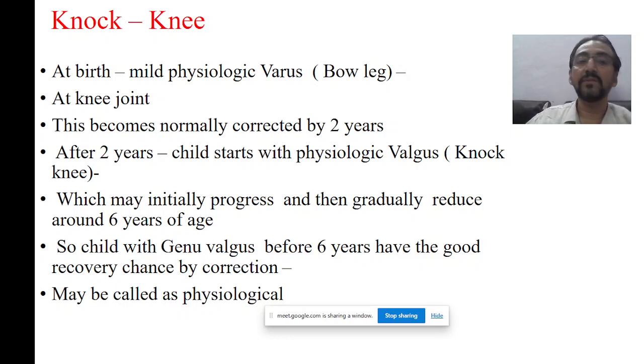Always the child has a good recovery rate because most of the time it is physiological. If you give some mild correction, mild prosthetics etc., then it will be corrected normally. The reason why the recovery rate is good in knock knee before 6 years is that most of the time it is physiological.